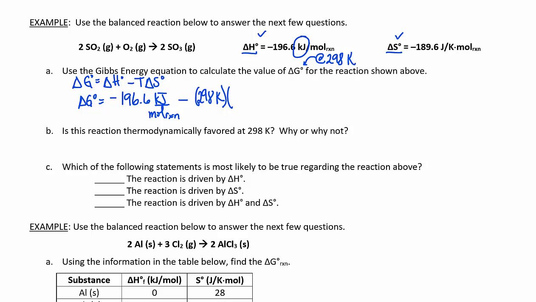Okay, so right here we've got kilojoules, right here we have joules. So we need to do a conversion on this. I'm going to change this into kilojoules because this is a big number right here, and we're going to subtract this number times an even larger number if we change this to joules. So let's go ahead and change this to kilojoules. I'm just going to divide by 1,000, and that will be a negative 0.1896 kilojoules per mole reaction. And that's the number that I'm going to use here, a negative 0.1896 kilojoules per mole reaction Kelvin.